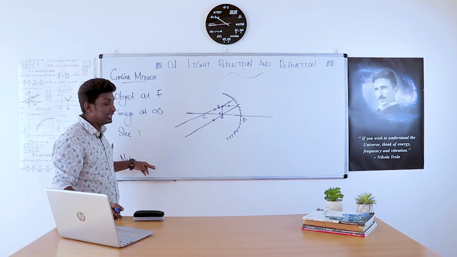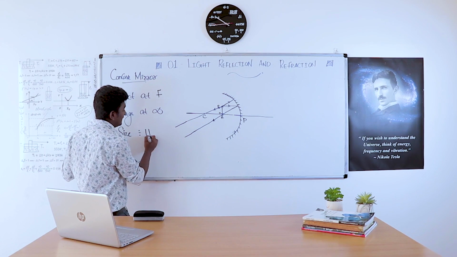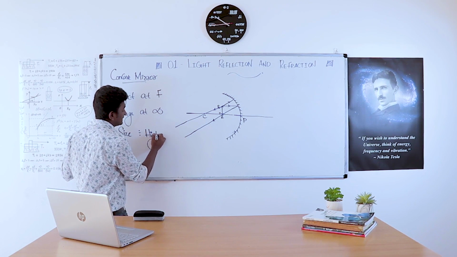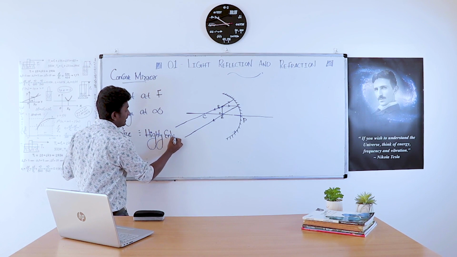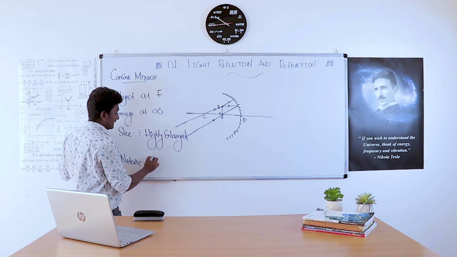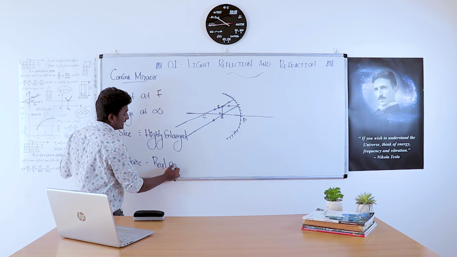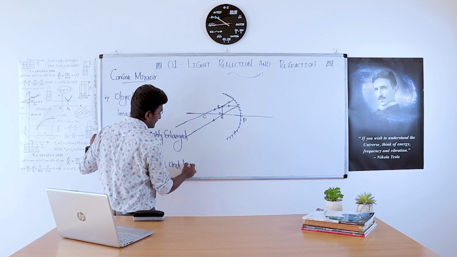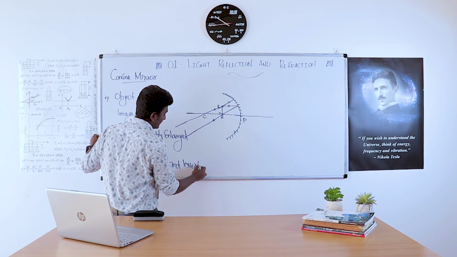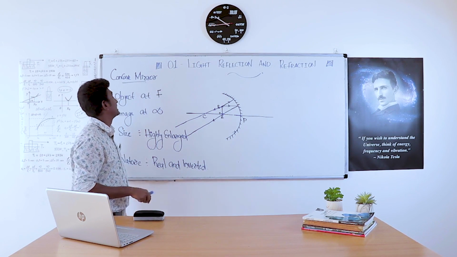When it is meeting at infinity, then the size of the image is highly enlarged. Then what is the nature of the image? Nature of the image is real and inverted. So this is the second case.